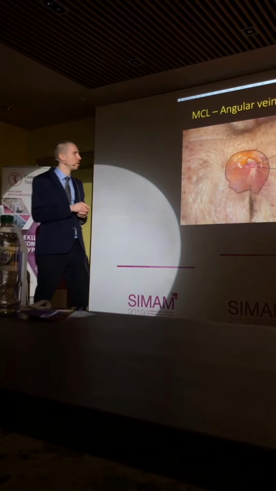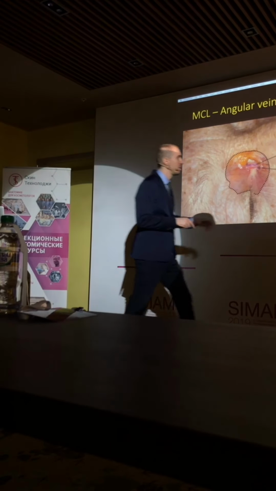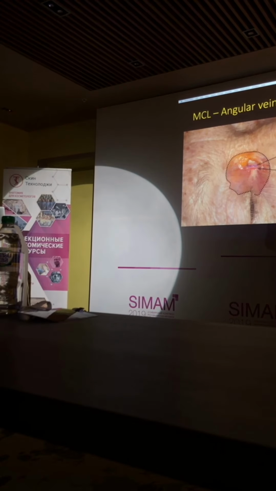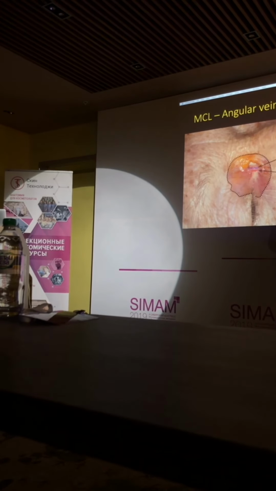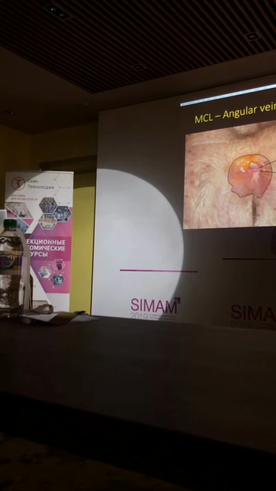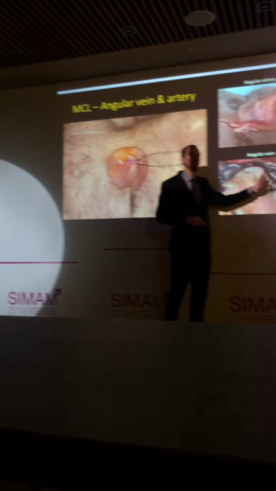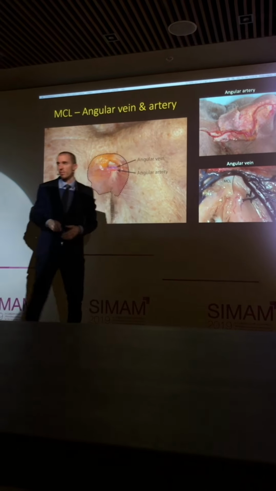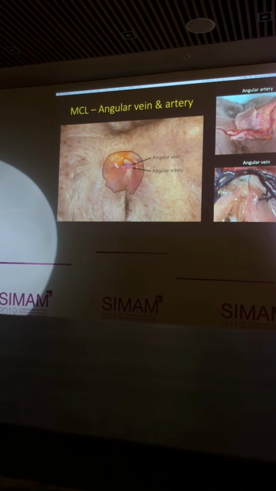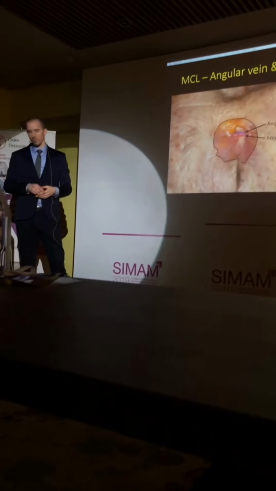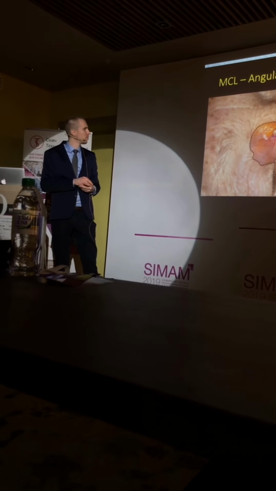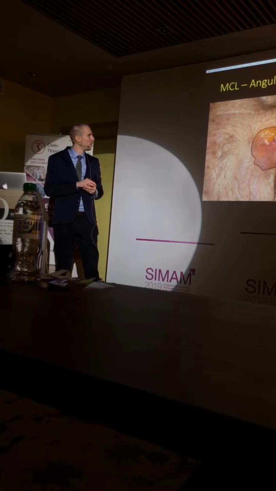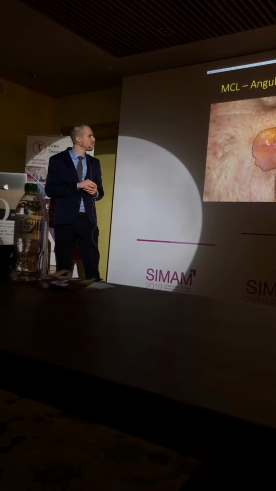Fortunately, this vein, as you see, lies much more on top of the muscle. It's not on the bone. It's elevated from the bone, more superficial to it. So if the injection is deep on the bone, that's anatomically much safer.